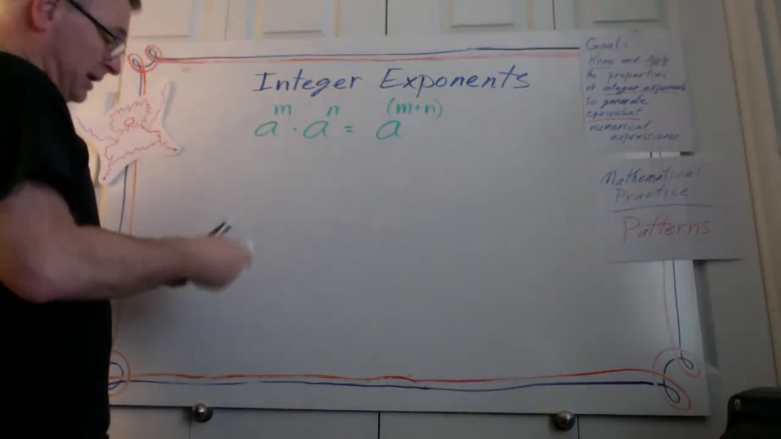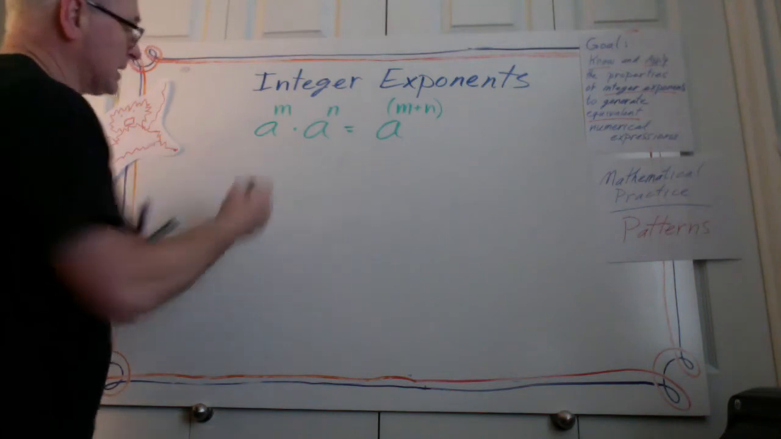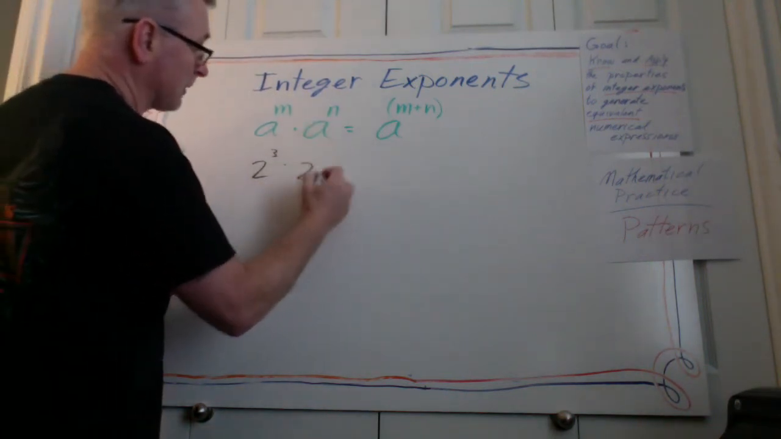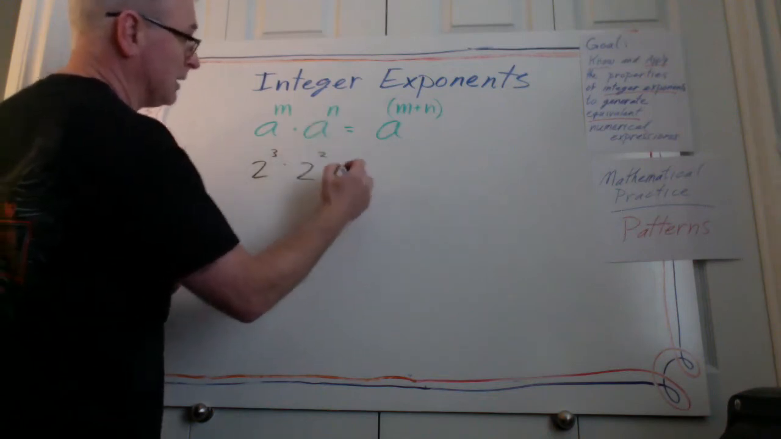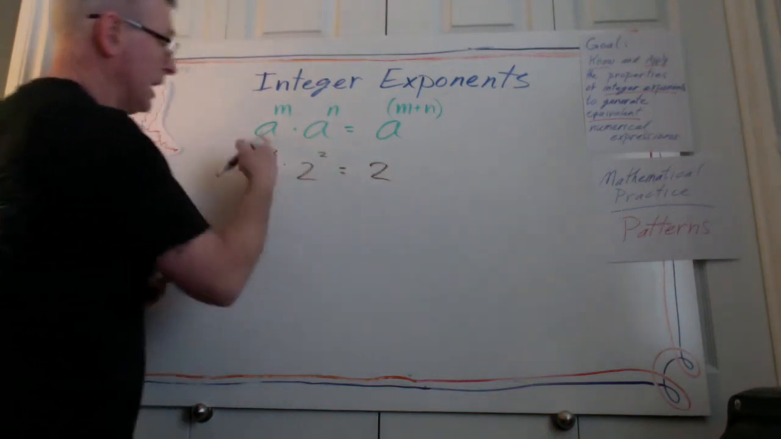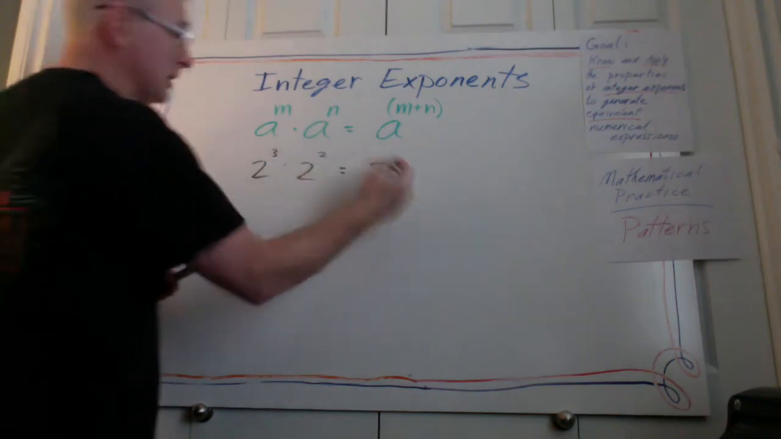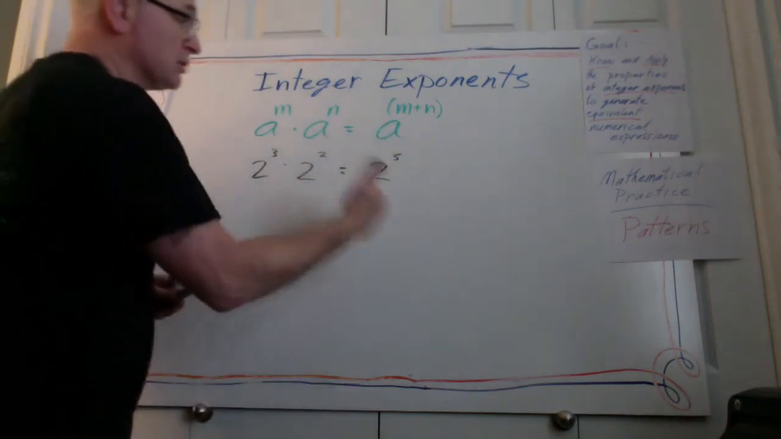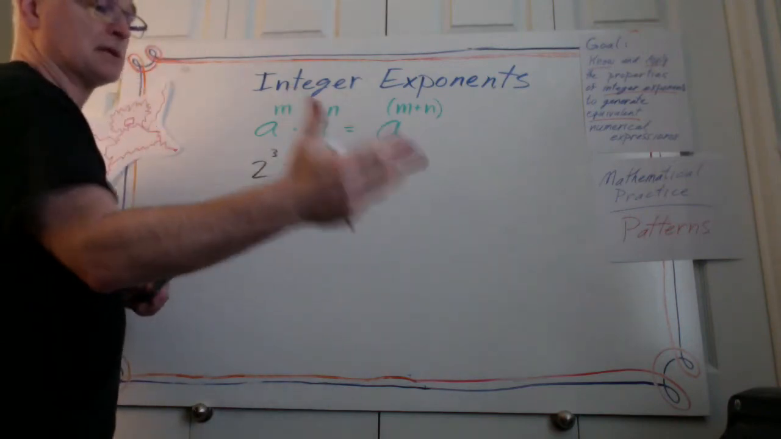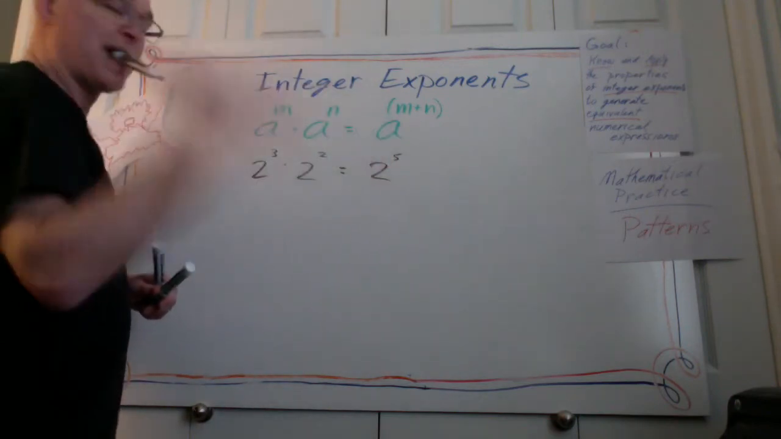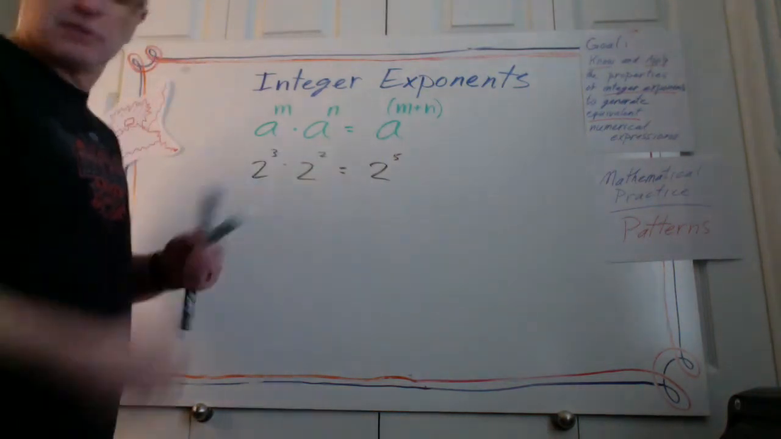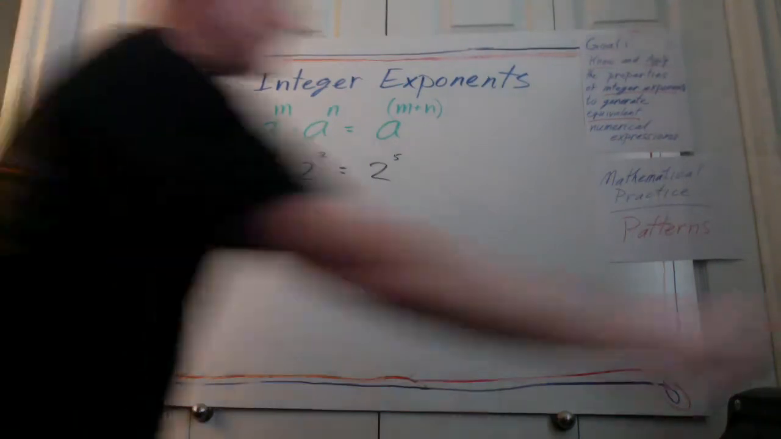Now this looks very complicated, but really what it is saying is if I have a 2 and a 3 up here, and I have a 2 and a 2 up here, it's going to be 2, 2, 2, 2, and then 3 plus 2 is 5. Okay? 2 times 2 is 4, times 2 is 8, times 2 is 16, times 2 is 32. So 2 to the 5th power is 32. And that's how that works.